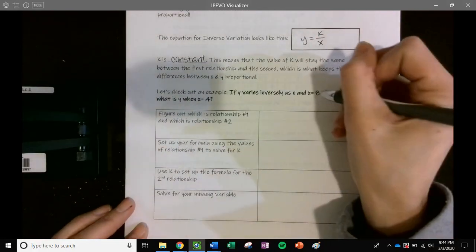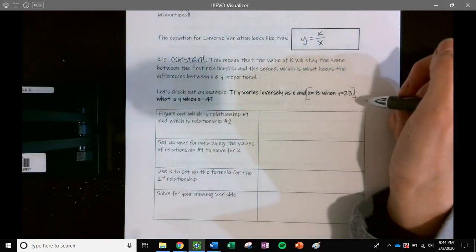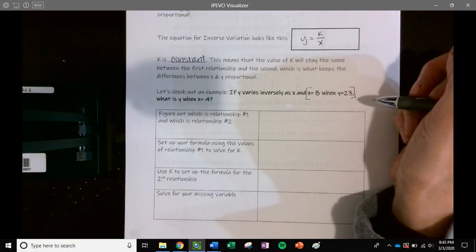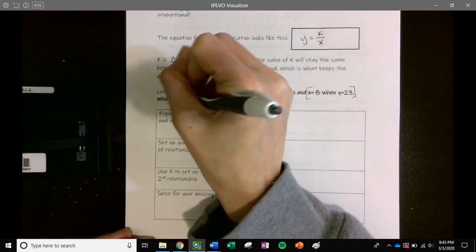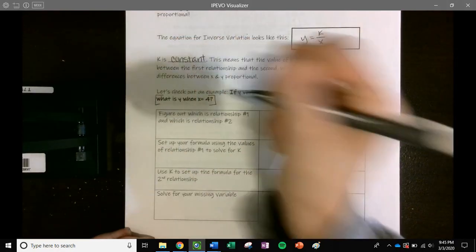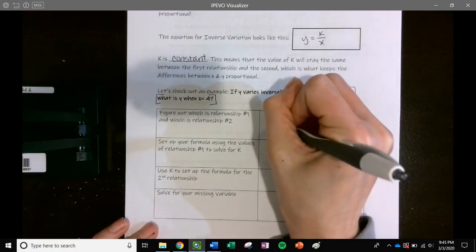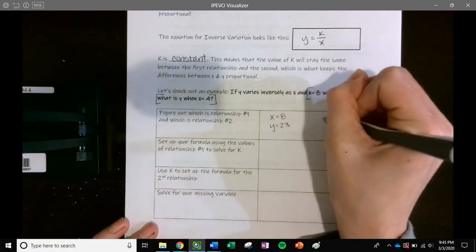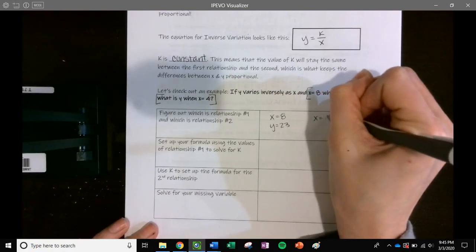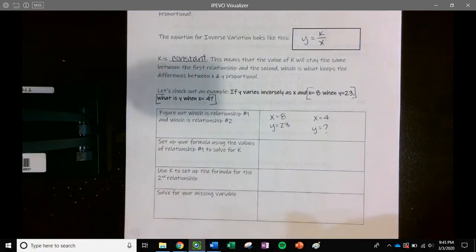We have relationship number 1, x is 8, and y is 23. And then relationship number 2, we are being asked to find y. What is y when x is 4? So I have x equals 8 and y equals 23. Relationship number 2, x equals 4 and y equals, who the heck knows? Well, we'll find out, that's for sure.